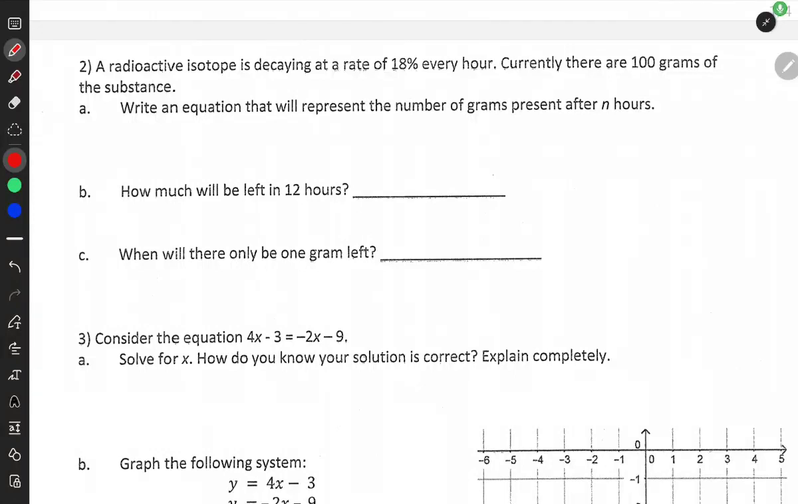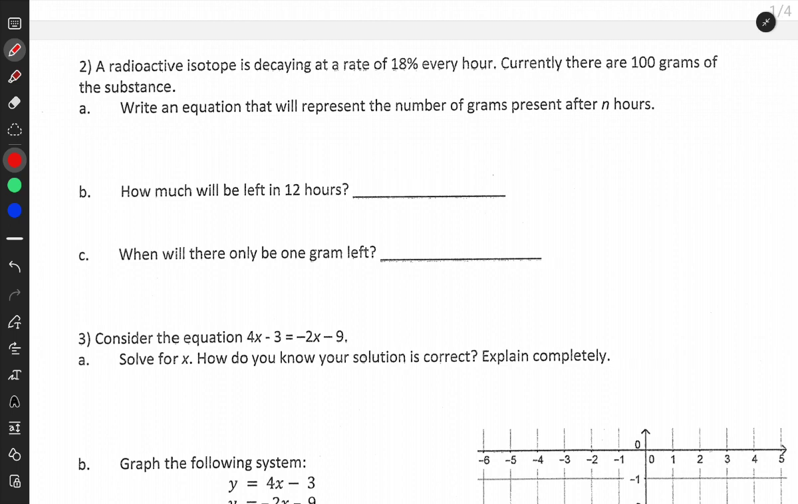Page, question number 2. A radioactive isotope is decaying at a rate of 18% every hour. Currently, there are 100 grams of the substance. Write an equation that will represent the number of grams present after n hours. So I'm going to say right now is hour 0, and there's 100 grams of it, and it's going away.